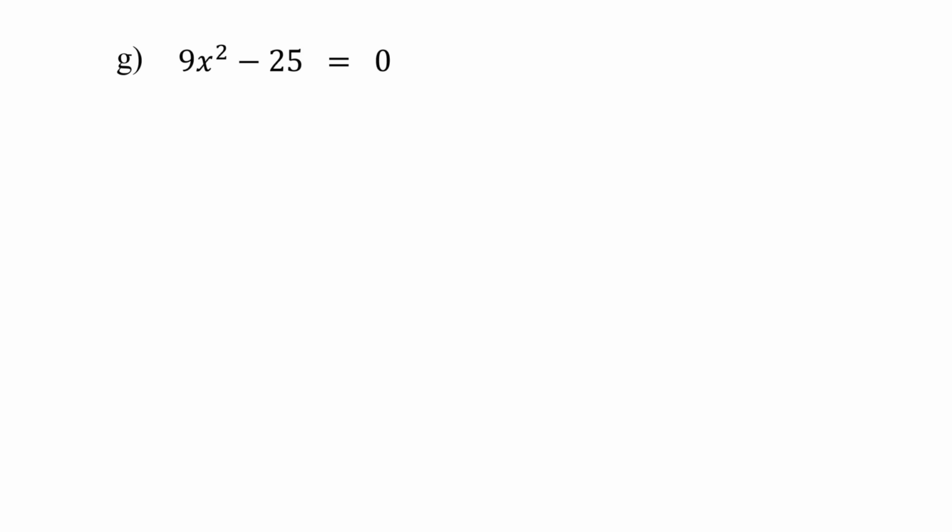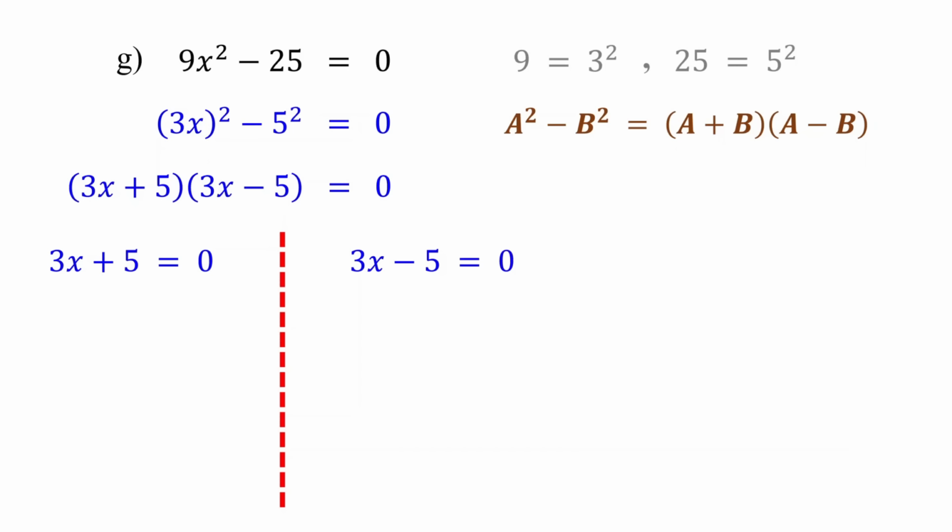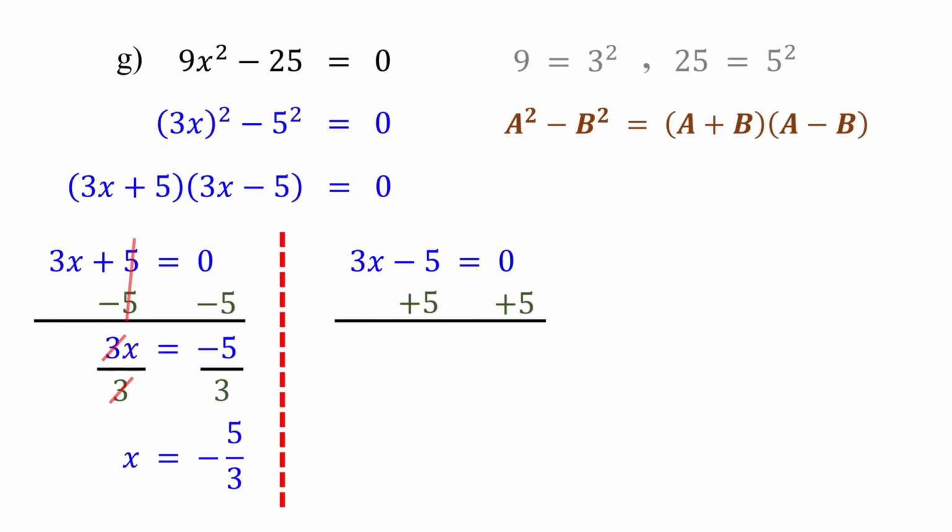In this example, 9 and 25 do not have a common factor, but both are perfect squares. You can rewrite 9x squared as 3x squared and 25 as 5 squared. This is now a difference of two squares, and it can be factored easily, right? Next, set each factor equal to 0 and solve for x. By the way, these types of quadratic equations can also be easily solved using the square root property.